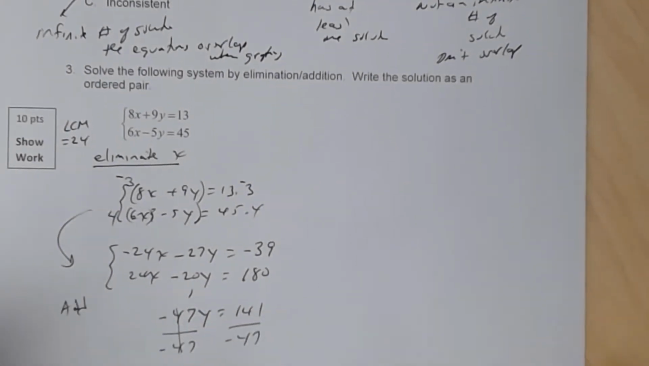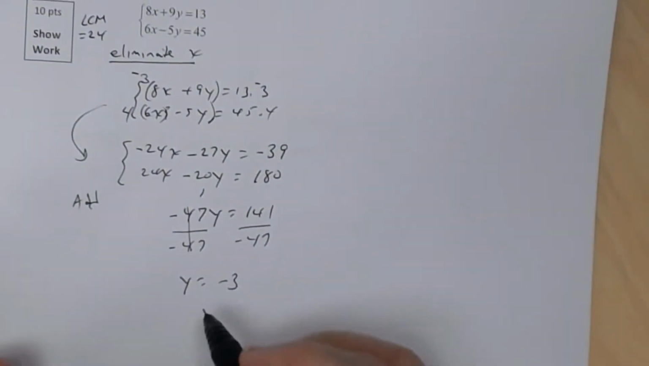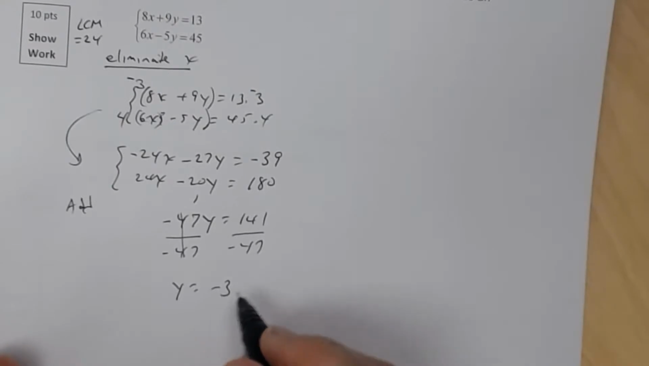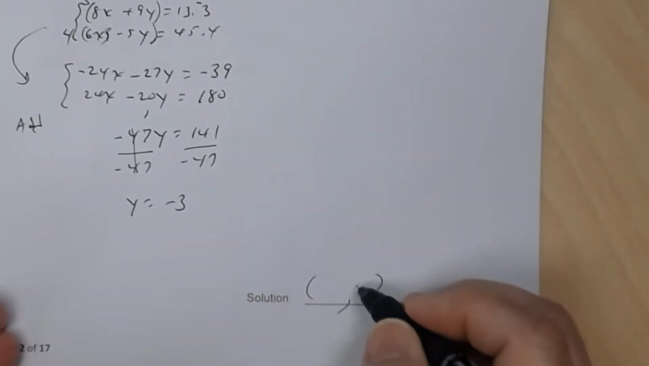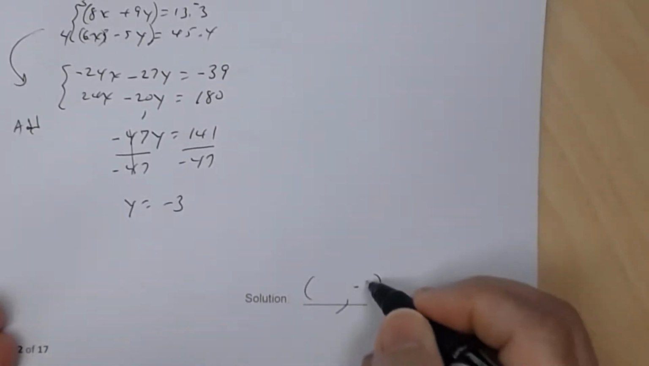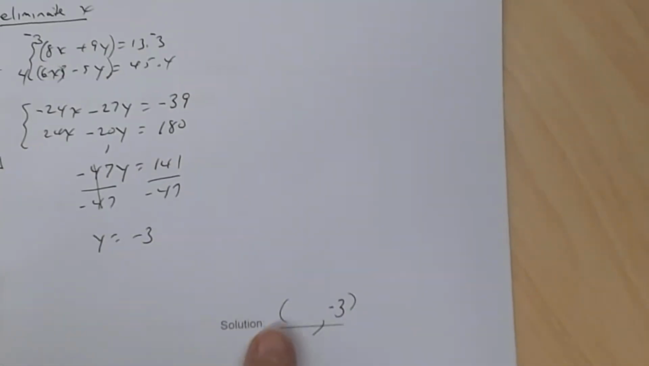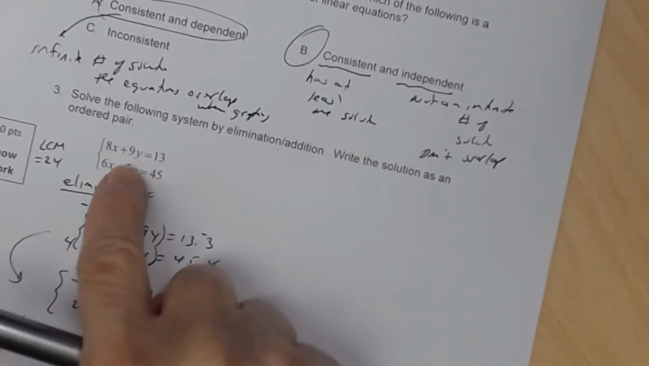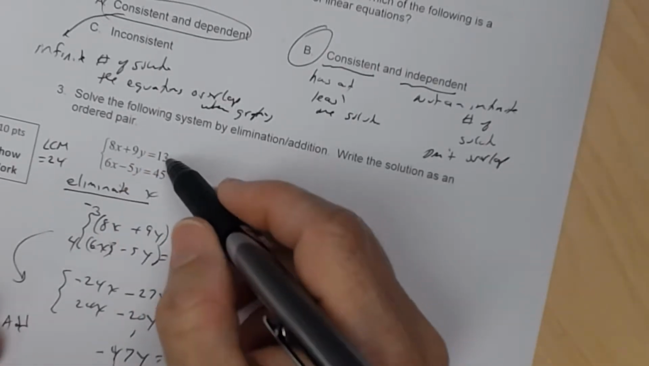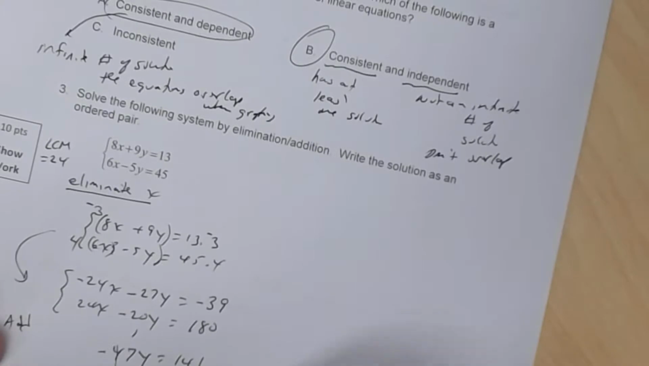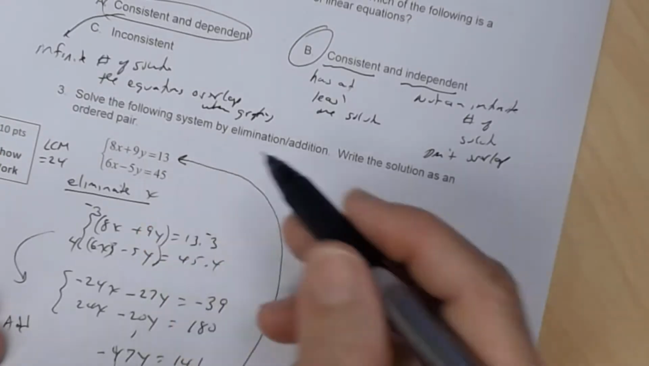A positive divided by a negative is a negative. So I get -3. Now once I find my y coordinate, I've got to determine what x is. Remember, you want to write your solution as an ordered pair. So far I know that my y coordinate of my solution is -3. Now to find the x coordinate, you've got to go back and substitute into one of these equations. Always go to the original and substitute -3 in place of y. So I'm just going to go ahead and use the first one.